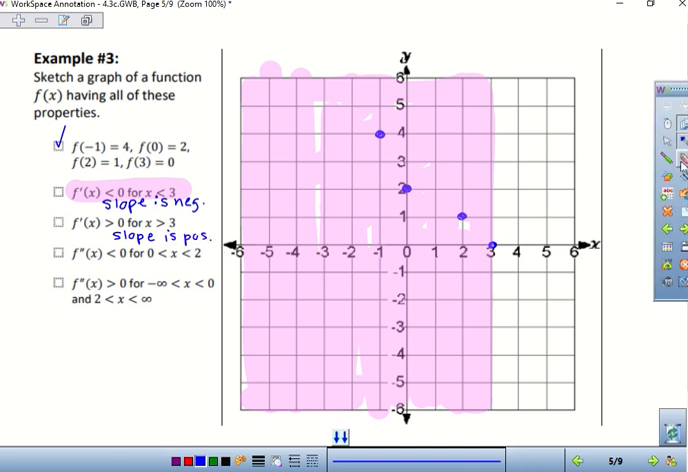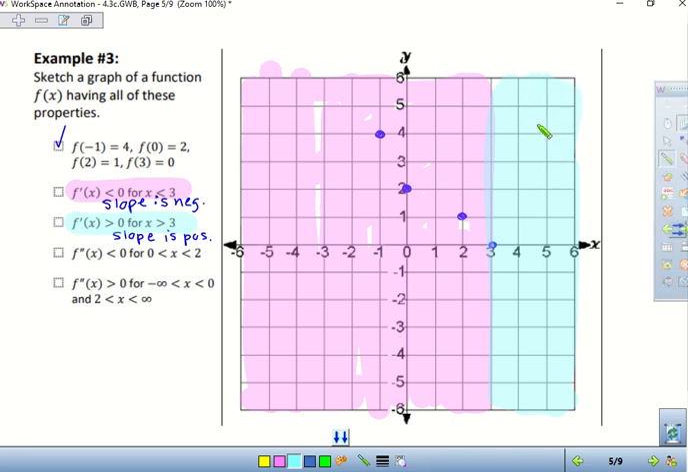So slope is going to be positive from everywhere that's greater than 3. Okay, that's what I know so far. So if that were the only requirement, you could graph this right now, down and up. But there's more requirements.